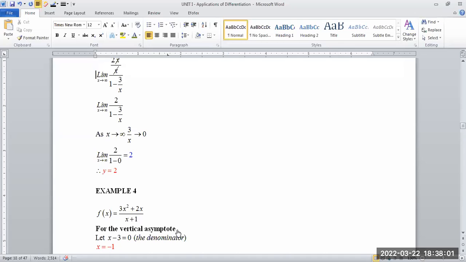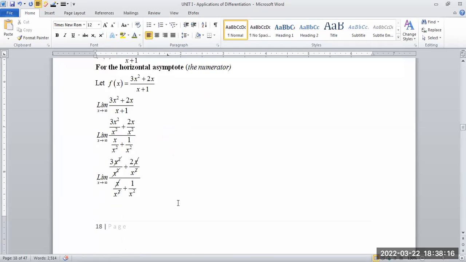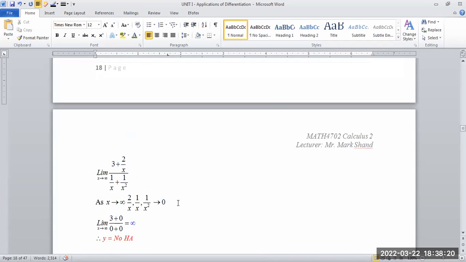All right, Anika, you were saying something. Sorry about that. No problem, sir. I was asking, is it because the 3 divided by 0 is undefined that there is no horizontal asymptote? Very good. That's no horizontal asymptote. Very good.